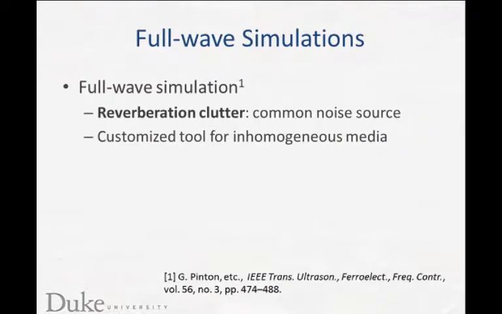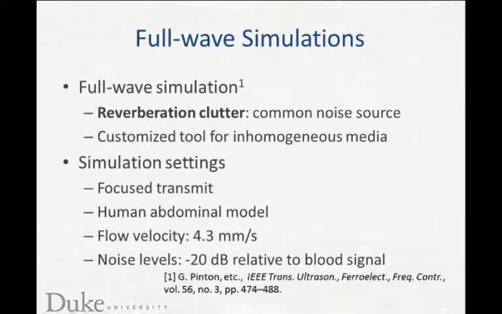Full-wave simulations are conducted to study the performance of both methods in the presence of reverberation clutter. The full-wave simulation tool is a customized tool to simulate wave propagation through inhomogeneous media. In the simulation, we use the focus transmit sequence, and the human abdominal model is placed above the vessel to generate reverberation clutter. The flow velocity is 4.3 millimeter per second, and we added negative 20 dB noise to the received data.